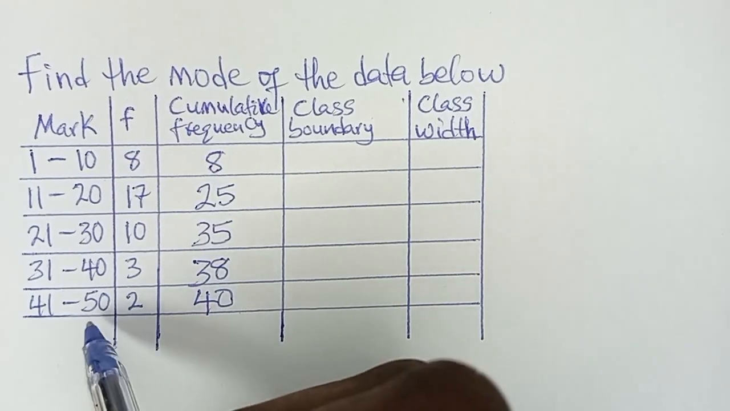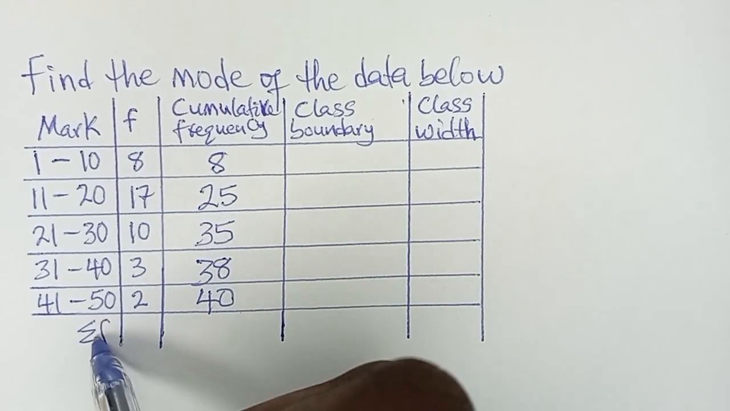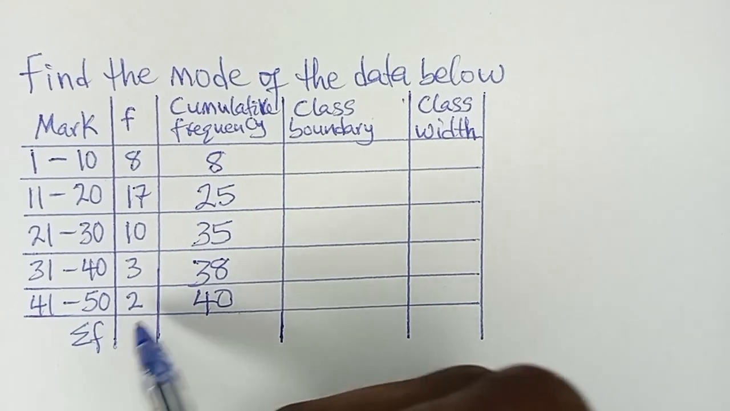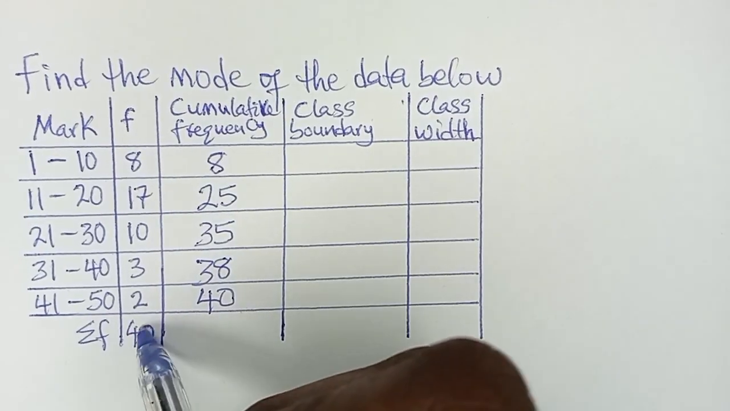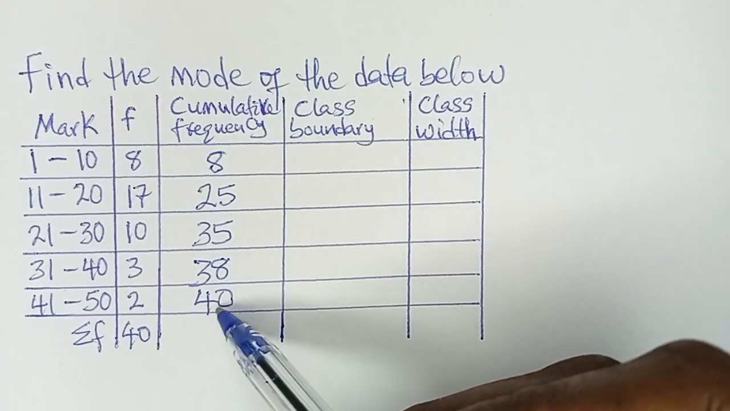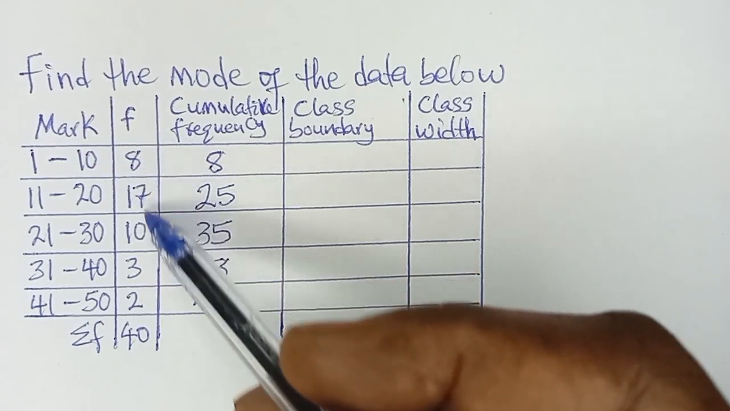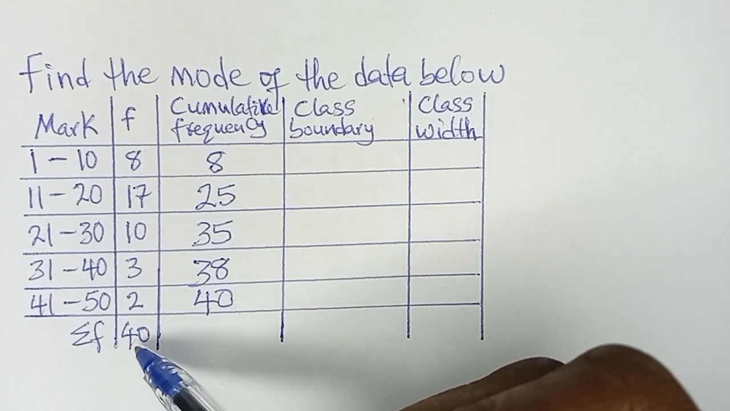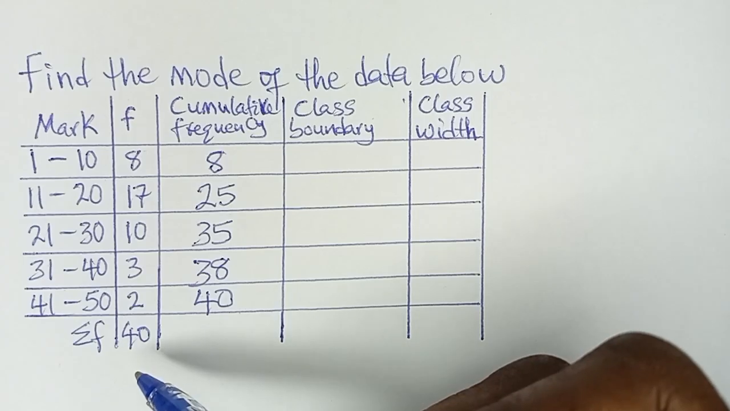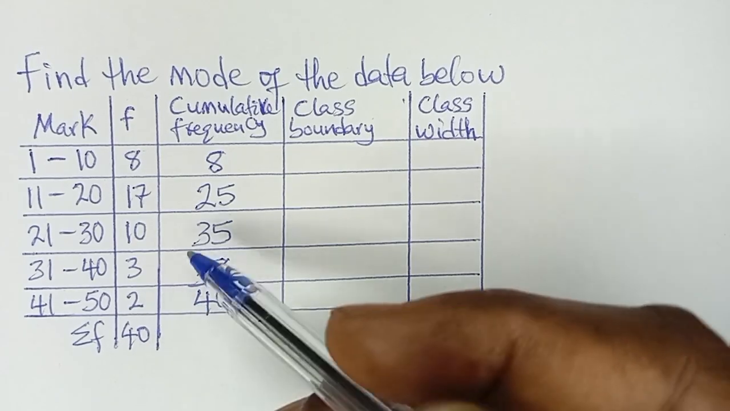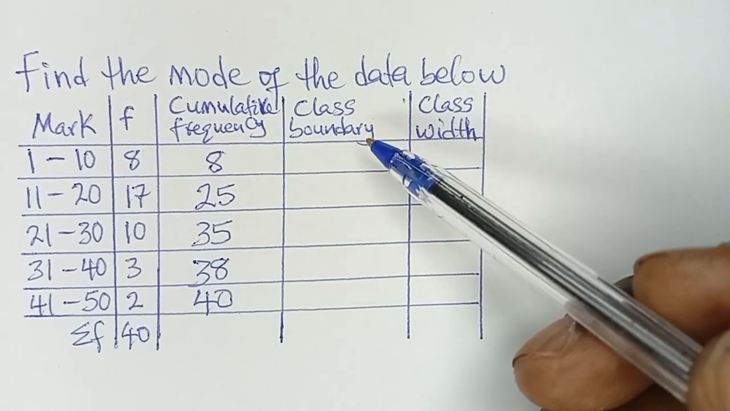So this 40 here shows that the total frequency is equal to 40. So this last value of the cumulative frequency is also equal to the total frequency. So when you add all this frequency value, you have 40 as the total frequency. Now, let's come to the class boundary.